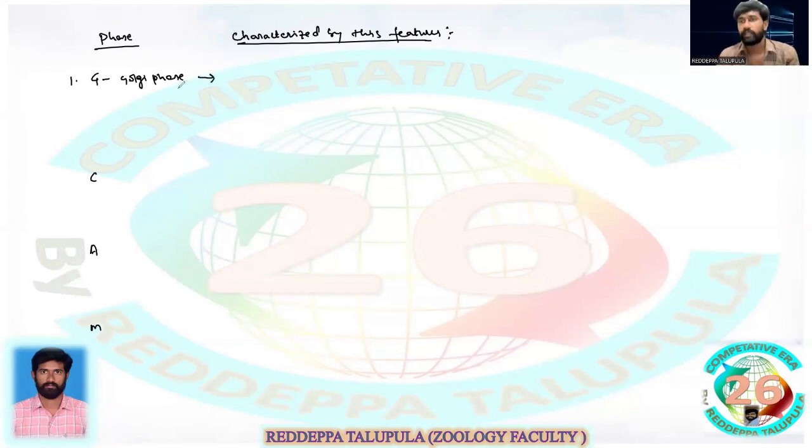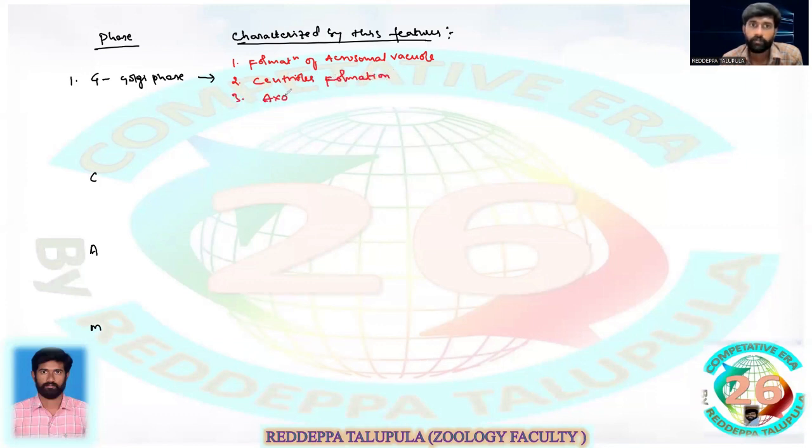What will happen in the Golgi phase? First one, formation of the acrosomal vacuole. Second one, centrioles formation. Third one, axoneme assembly initiates. Keep it in mind. These are the key events that happen in the Golgi phase. Let us discuss each one.